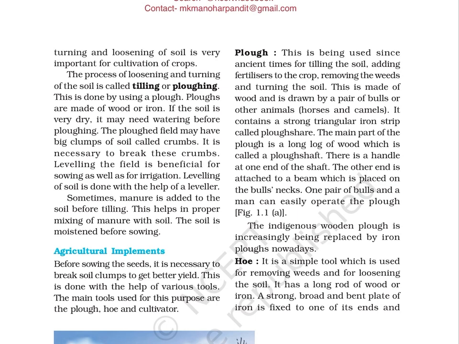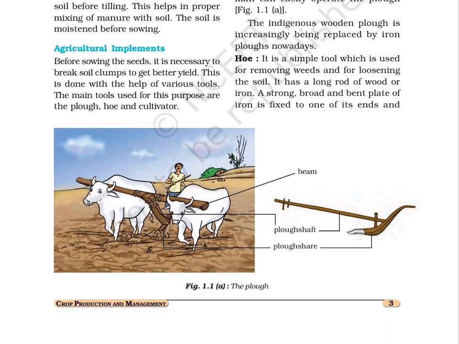The main part of the plough is a long log of wood which is called a plough shaft. There is a handle at one end of the shaft. The other end is attached to a beam which is placed on the bulls' necks. One pair of bulls and a man can easily operate the plough, as shown in figure 1.1a. The indigenous wooden plough is increasingly being replaced by iron ploughs nowadays.